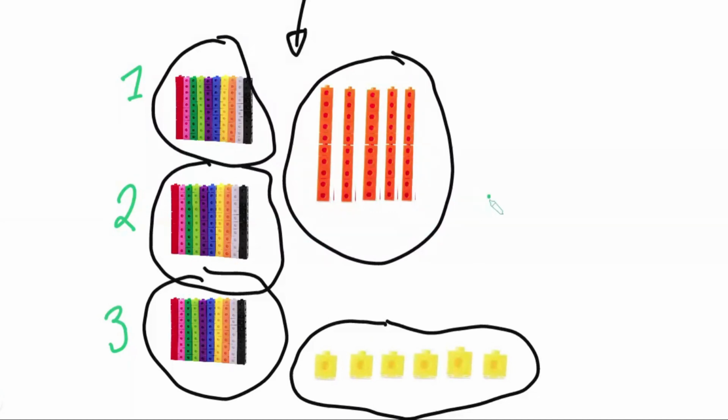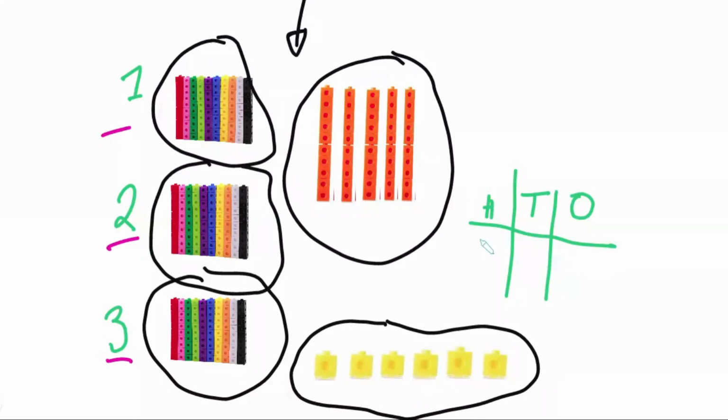So we're just going to do hundreds, tens, and ones. This is our hundreds, tens, and ones chart here. So how many hundreds do we have? We have 1, 2, 3 hundreds. So we're going to pop a number 3 under our hundreds in our place value chart.